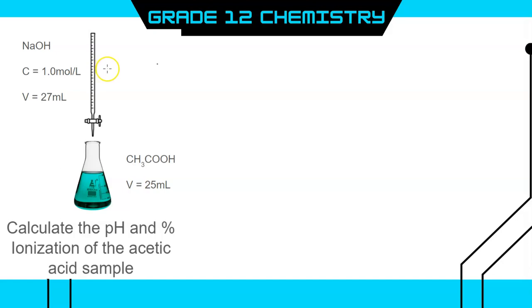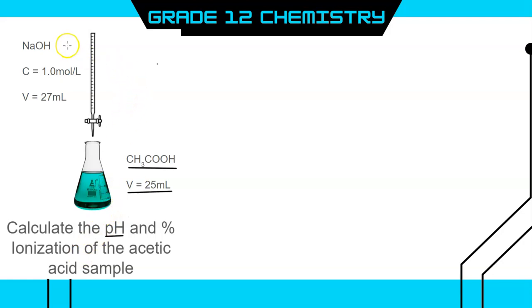In this tutorial, I'm going to go over the titration calculations for weak acids and weak bases as we see in the grade 12 chemistry course. So let's start with this example. Here we have acetic acid. This is a very weak acid and we have 25 milliliters of it in our flask. We have an unknown concentration, so we're going to need to figure out that concentration, and then we're also going to calculate the pH and percent ionization of that acetic acid sample.